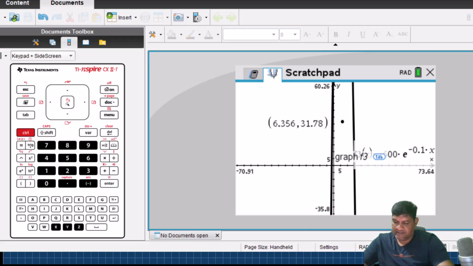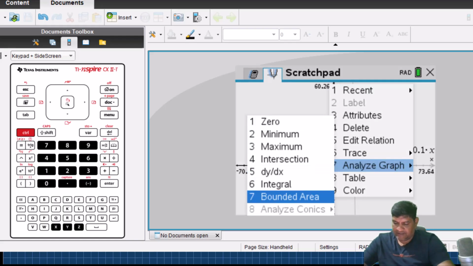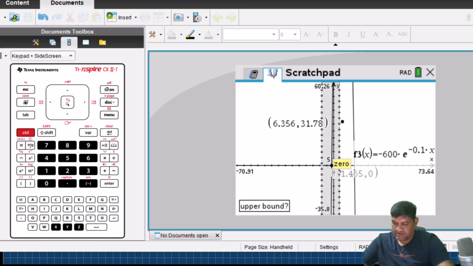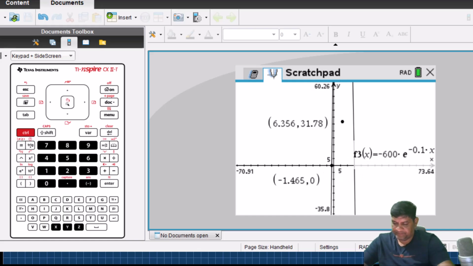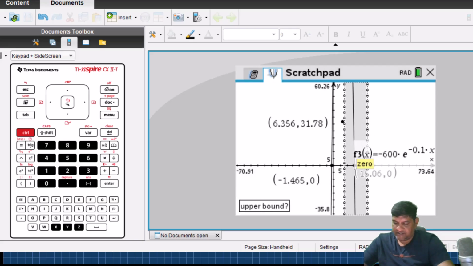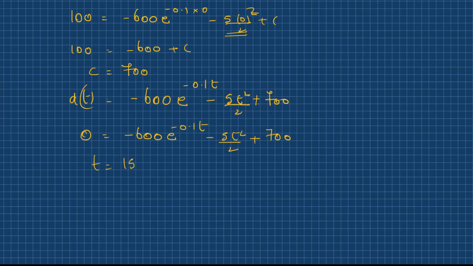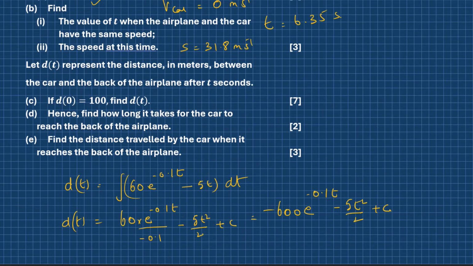When I plot it, I notice that the curve is cutting the x-axis at 2 different points. I'm going to quickly calculate the zeros here. That's your first 0, and your second 0 is from there to there, which is 15.06. Obviously, the time cannot be negative, so I'm going to choose 15.06 as the value. So it takes 15.06 seconds for the car to reach the back of the plane.